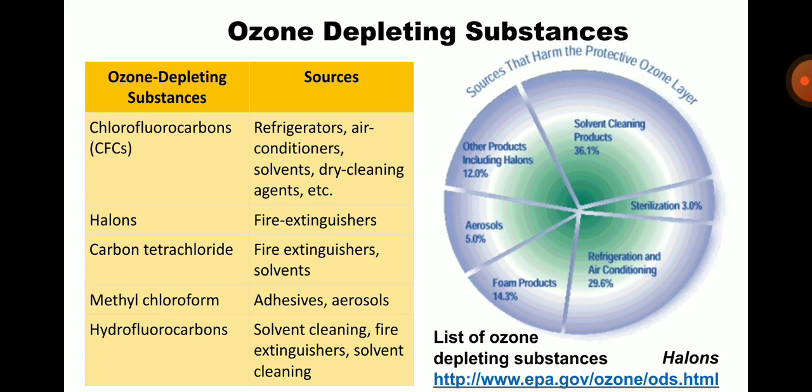The list of ozone depleting substances is also given in the form of a pie graph, which is as follows. In percentages: solvent cleaning products 36.1%, sterilization 3%, refrigeration and air conditioning 29.6%, foam products 14.3%, aerosols 5%, and other products including halons 12%. So, the sources that harm the protective ozone layer are the ones I just mentioned.